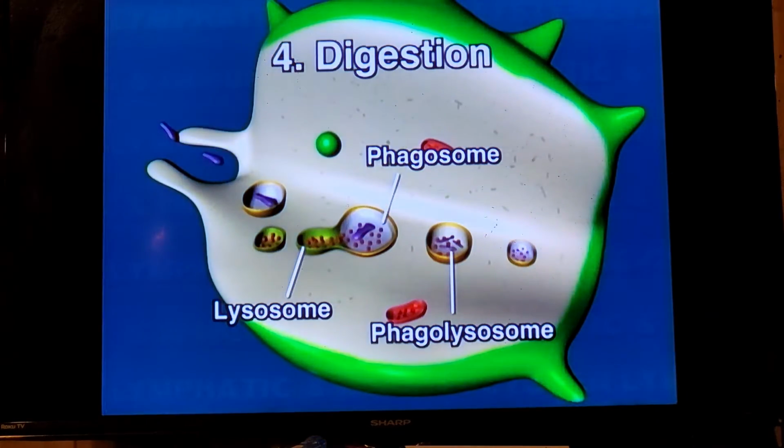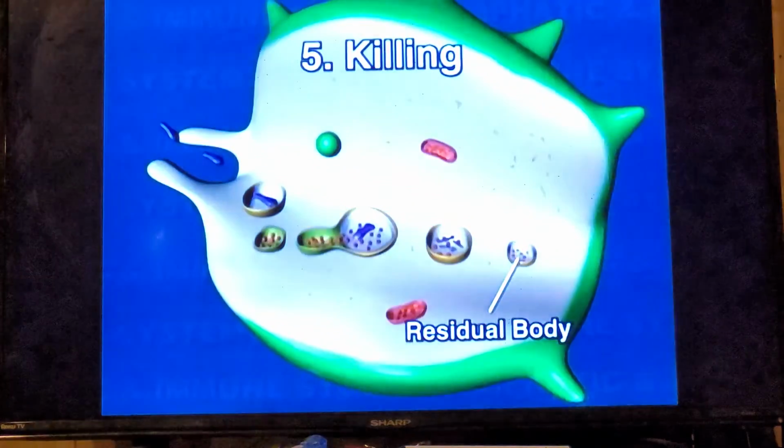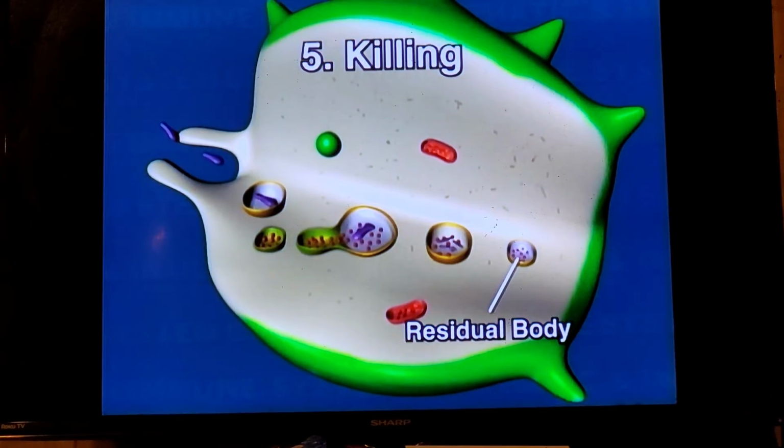4. The phagosome combines with lysosomes to form a structure called a phagolysosome, which breaks down microbial cell walls. The phagocyte also creates lethal oxidants by means of an oxidative burst. 5. The chemical ambush promptly destroys numerous types of microbes. The remaining materials are retained in structures called residual bodies.